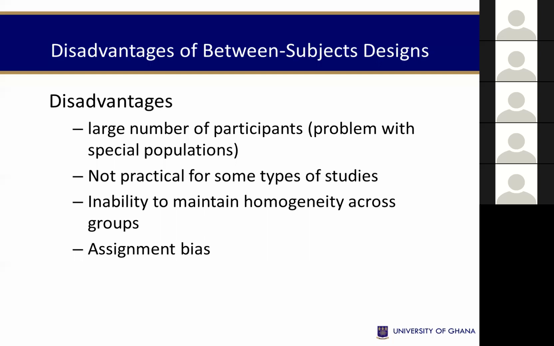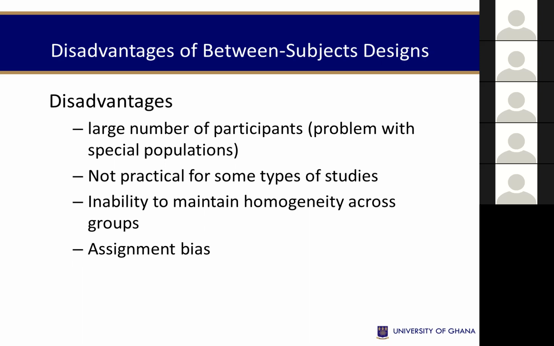Then what will be some of the disadvantages? One major disadvantage has to do with the fact that with between group or independent measures design, you are always supposed to use large samples, or your participants are supposed to be larger. And this normally happens when your population is wide.